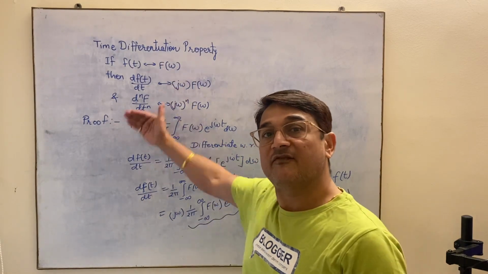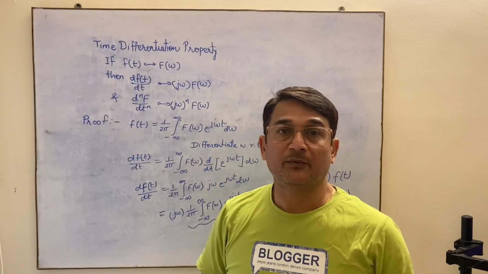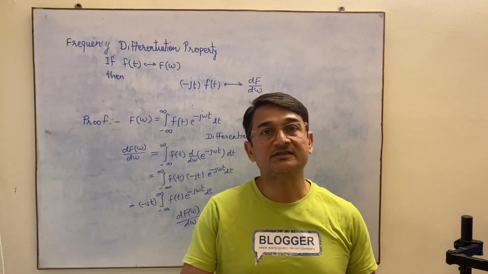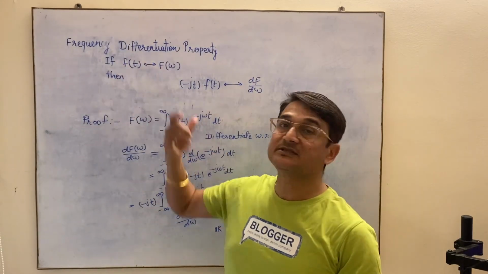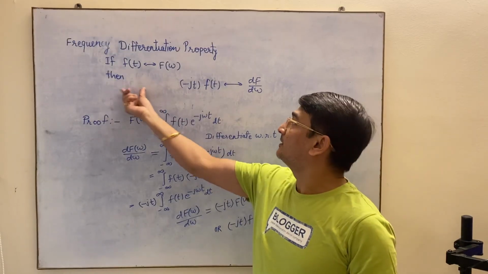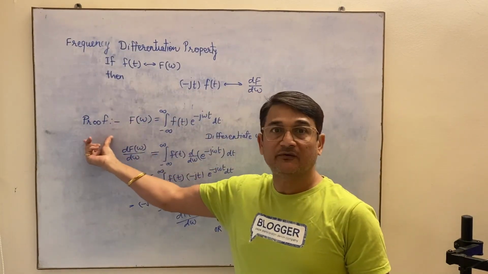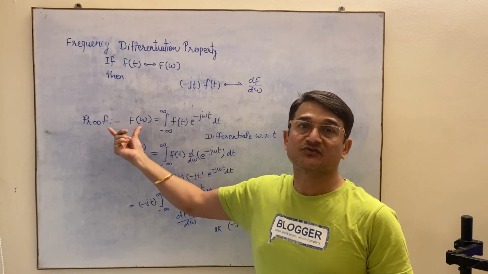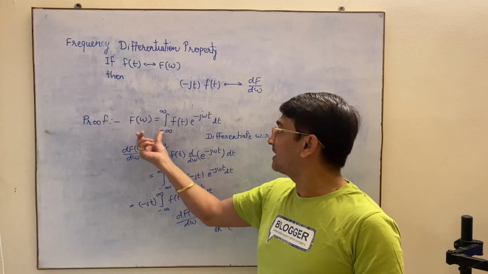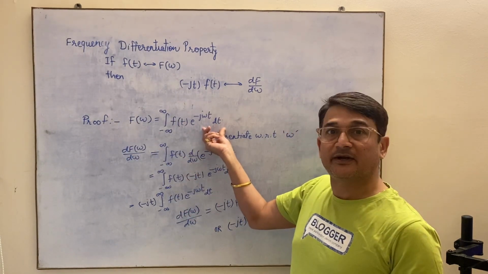In the same way we will see the frequency differentiation property. The next property is the frequency differentiation property. In this, if f(t) has a Fourier transform F(omega), then -jt f(t) has a Fourier transform dF/d omega. For the proof, we take the formula for the Fourier transform instead of the inverse Fourier transform. The formula is F(omega) = integral from minus infinity to infinity of f(t) e^(-j omega t) dt.